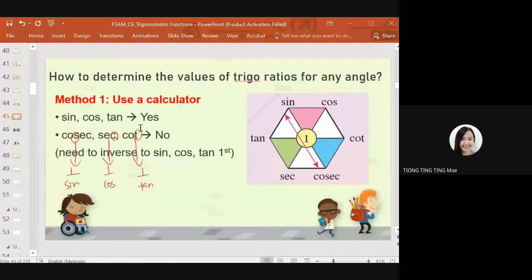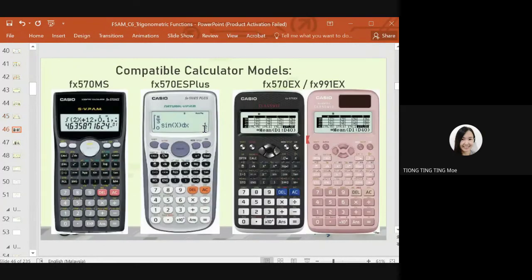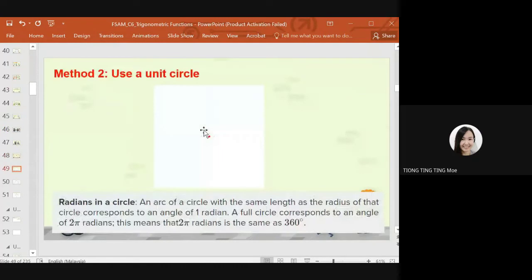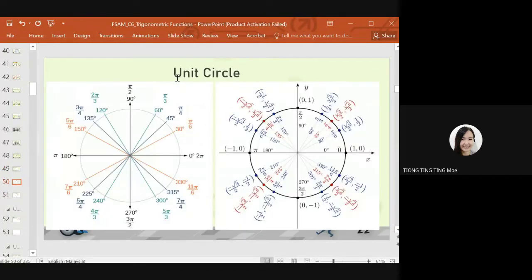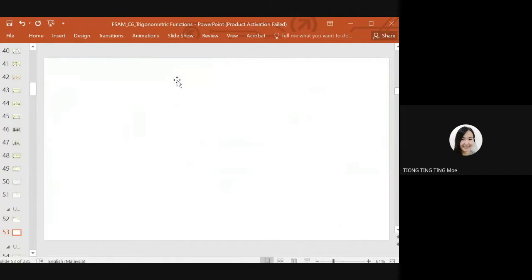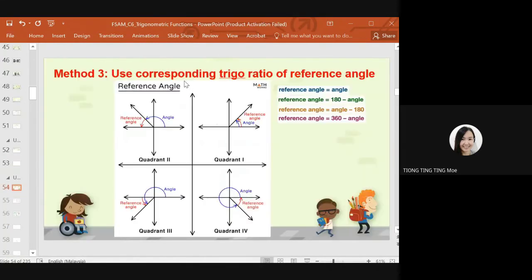Okay, the first method is using the calculator, which I already mentioned in the last lesson. Then the second method is by using a unit circle. This one I will skip first because I need to teach you method 3 first. Later I will go back to method 2. So we go to method 3 first.